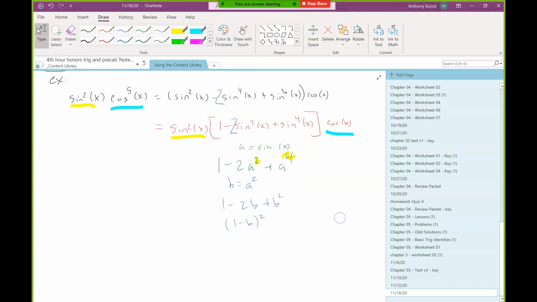So let's put all these ideas together now. So we said b is equal to a squared. So this I could think about as 1 minus a squared squared. We said a is equal to sine x. So that would be 1 minus sine squared x squared.